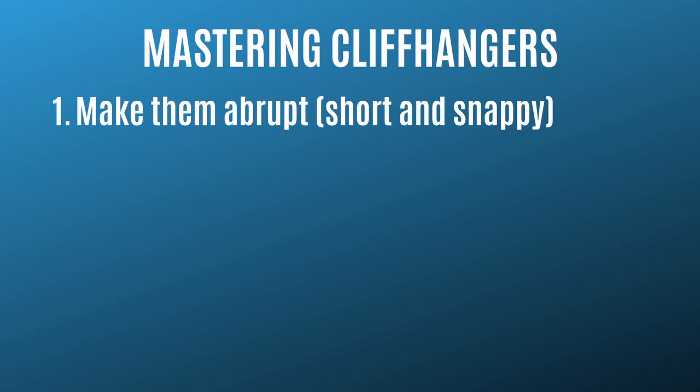Alright, now before I wrap up this video, I want to give you some tips on mastering cliffhangers, how to get the most out of your cliffhangers. First thing to keep in mind, make sure that they are abrupt. You want them to be short and snappy. If you're writing a book and you want to end a chapter on a cliffhanger, that cliffhanger should be only a sentence or two, maybe a few brief, quick sentences that get the message across. You don't want to drag things out. You want it to be a snappy moment that gets the audience propelled into the next chapter.